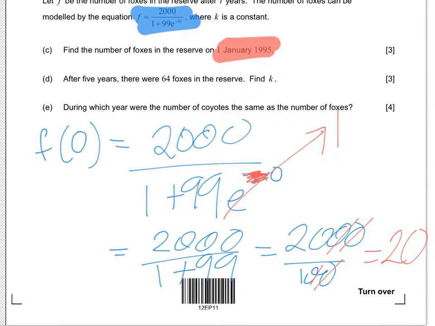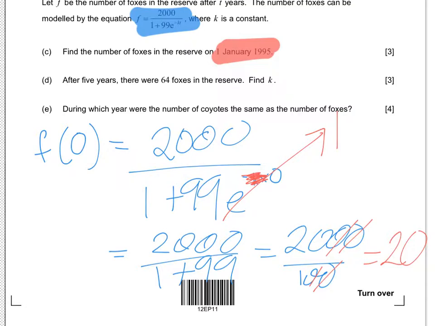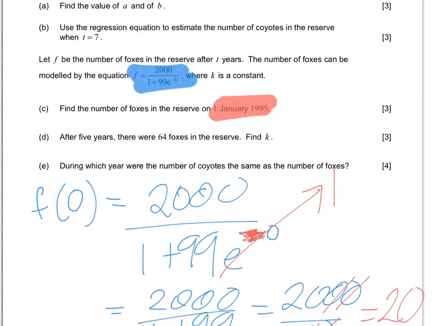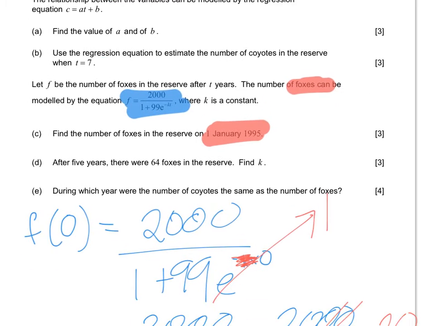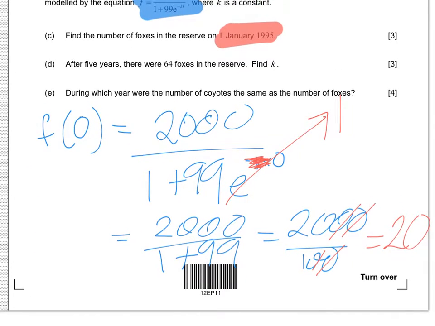After 5 years, there were 64 coyotes in the... Oh, sorry, it's foxes. That's why the numbers don't match. So the first question was all about coyotes, and this section is all about foxes, so the numbers are different. D. After 5 years, there were 64 foxes in the reserve.